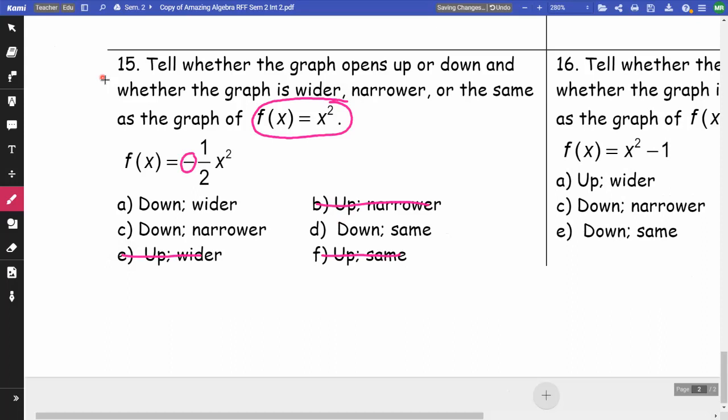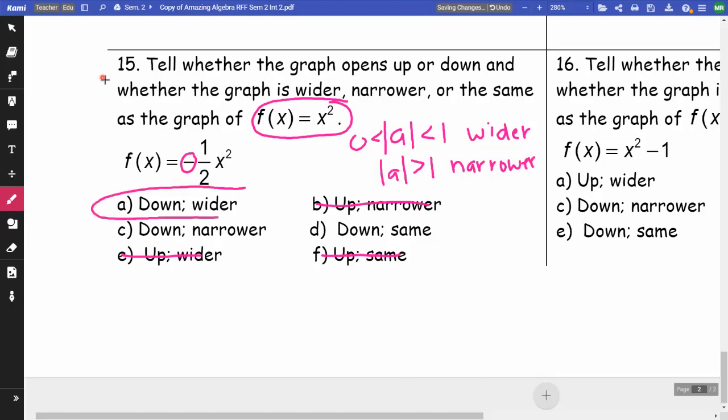So when your a in absolute value is between 0 and 1, it's wider. And when your a in absolute value is greater than 1, it is narrower. And if your a is 1, then it remains the same. So in this case, it's going to be down and wider. So that's A.